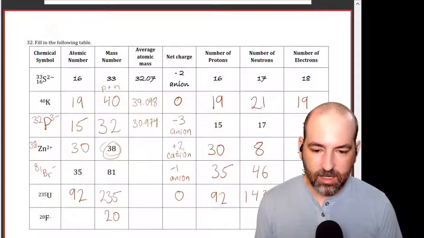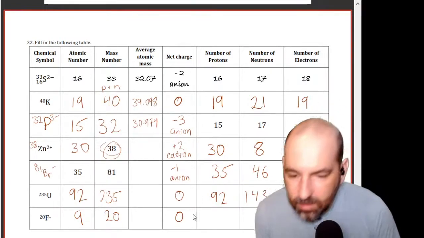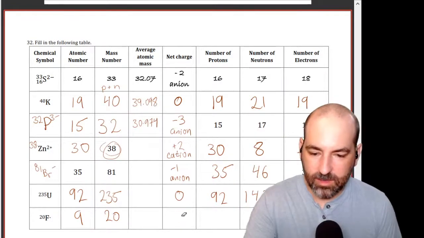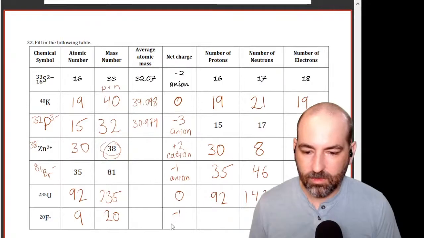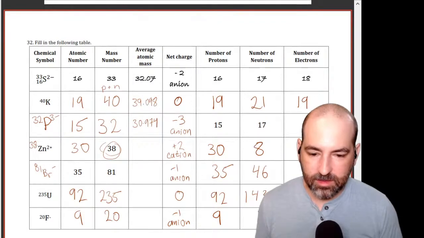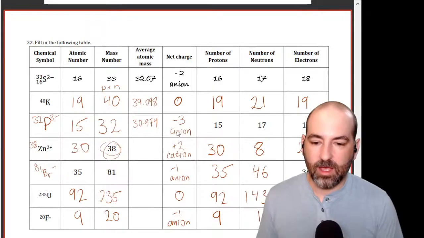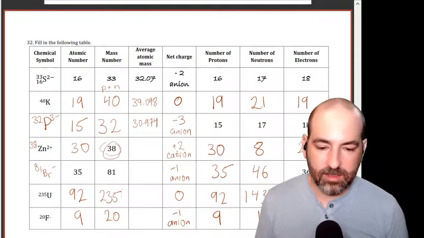Chlorine is 9. Oh, sorry, that one has a negative. I didn't see it. So 9 protons, 11 neutrons, and then 10 electrons. One extra electron for the -1 charge. And then you can copy these numbers from the periodic table.